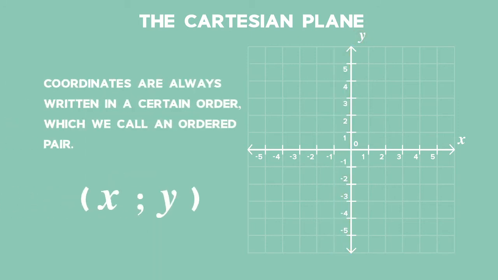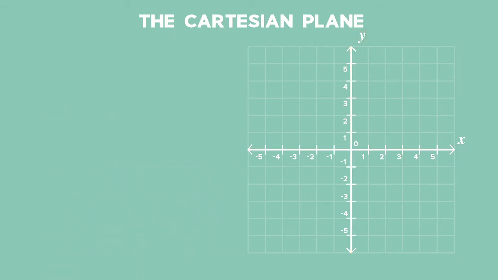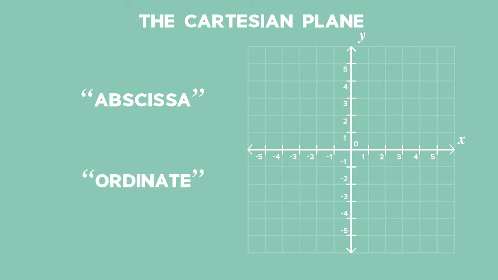We said that the coordinates are always written in a certain order, which we call an ordered pair. Always write the horizontal distance first, so that's your x distance first, then your vertical distance, which is the y value. You may also hear the words abscissa and ordinate. Now these are just different names to describe the x and y values.